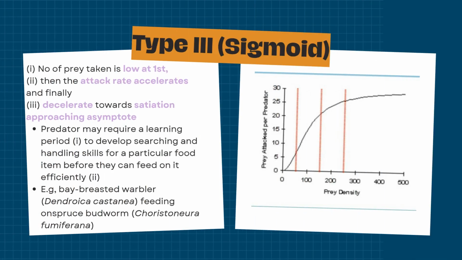Thank you. Type 3 is sigmoid. The number of prey taken is low at first. Then the attack rate accelerates and finally decelerates towards satiation, approaching an asymptote. Predators may require a learning period to develop searching and handling skills for a particular food item before they can feed on it efficiently. Example, bay-breasted warbler, Dendroica castanea, feeding on spruce budworm, Choristoneura fumiferana.